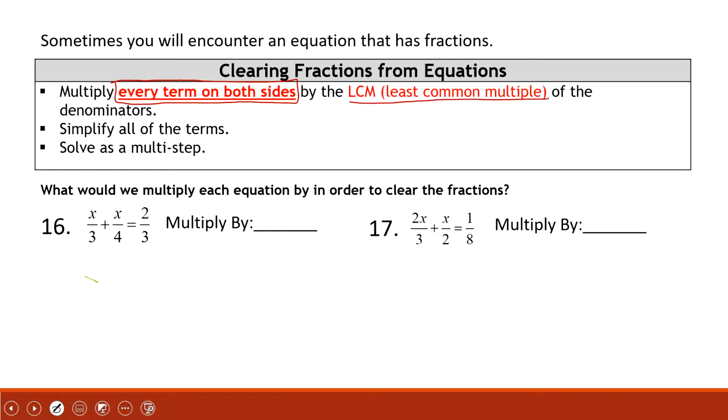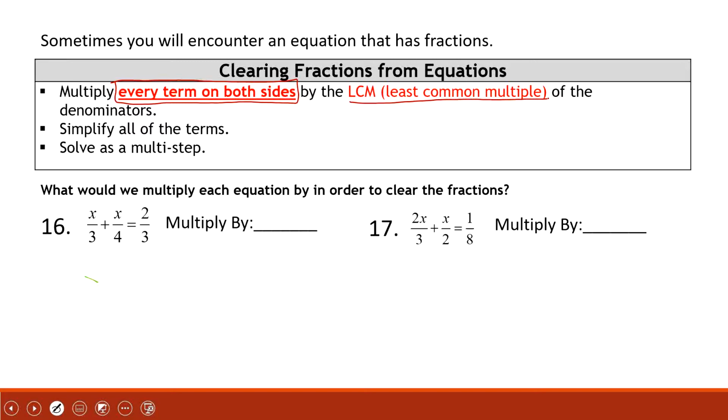Think for a minute, try to remember what the least common multiple is. Okay, the least common multiple is a number that when we look at our other numbers, we can multiply to that number. So in our example, number 16, my fractions are x over 3, x over 4. I need the least common multiple of 3 and 4.